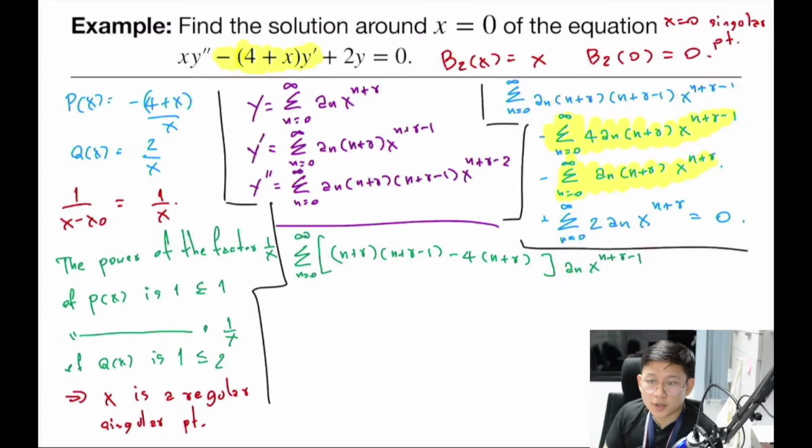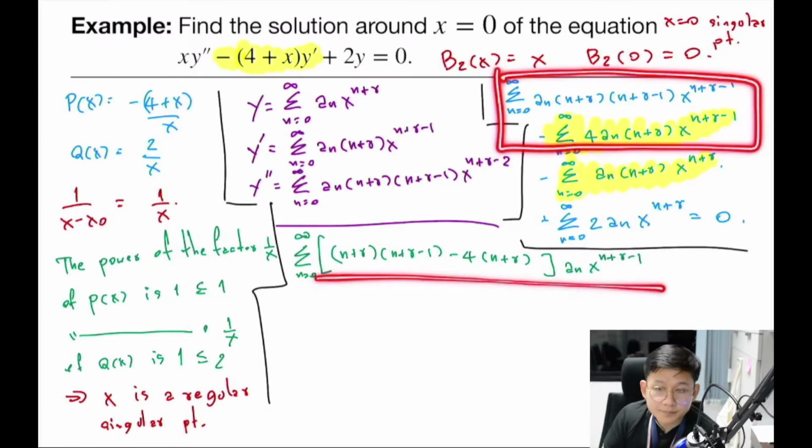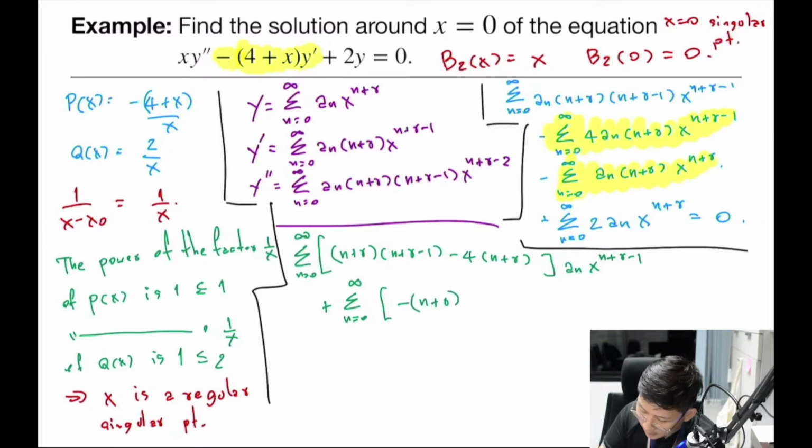Okay, so I group these two together here. And then the next one would be plus summation n from 0 to infinity, and that will be minus n plus r plus 2, and then we get an x to the n plus r equals 0.